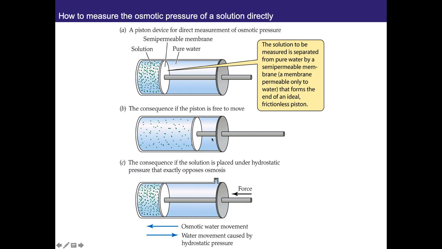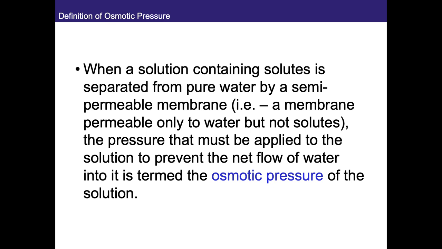The mechanical force that it would take to keep that piston in place is equal to the osmotic pressure. Here's a formal definition of the osmotic pressure. When a solution containing solutes is separated from pure water by a semi-permeable membrane, the pressure that must be applied to prevent the net flow of water is the osmotic pressure. And we can calculate that with this equation.